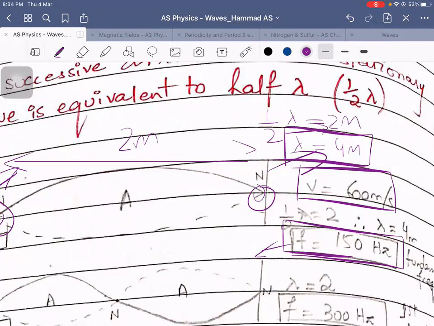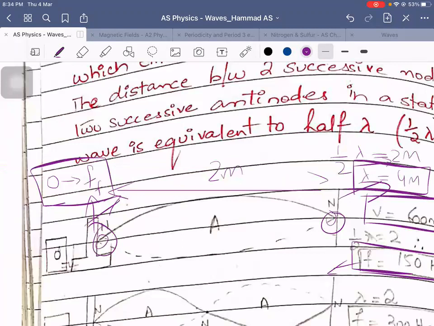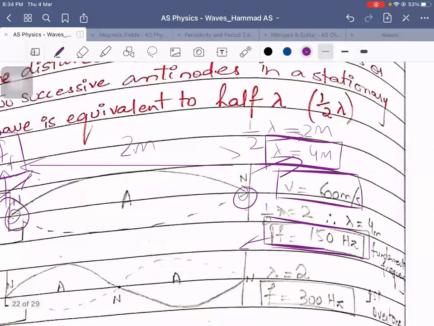This is the lowest value at which a stationary wave was being formed, and therefore we name it as the fundamental frequency.